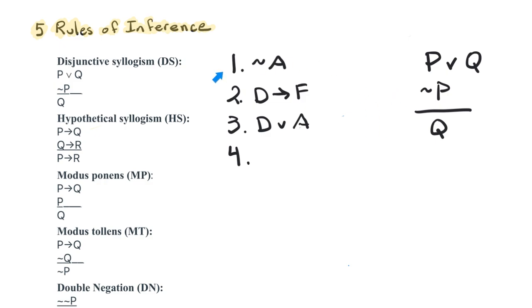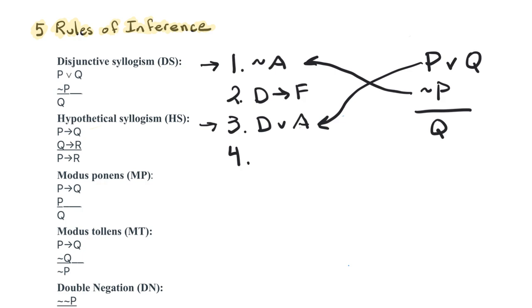So what do we have? Premise 1 over here is tilde A. Premise 2, if D then F. Premise 3, D or A. Well, our disjunctive syllogism is hiding in premises 1 and 3. They're just flipped around a little bit. Rows 1 and 3 are a disjunctive syllogism.